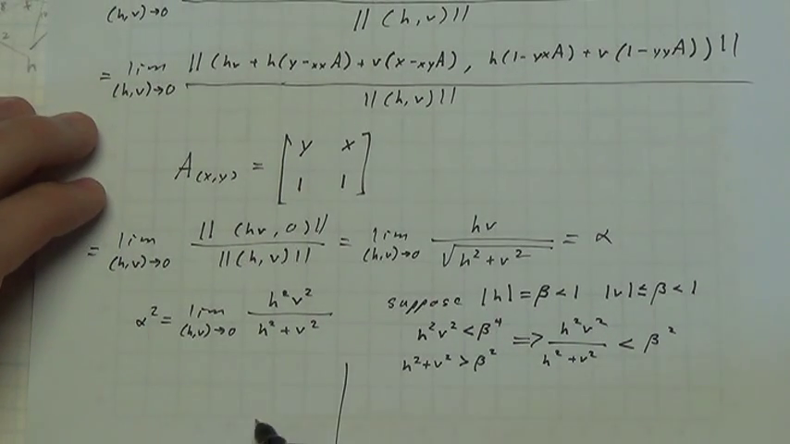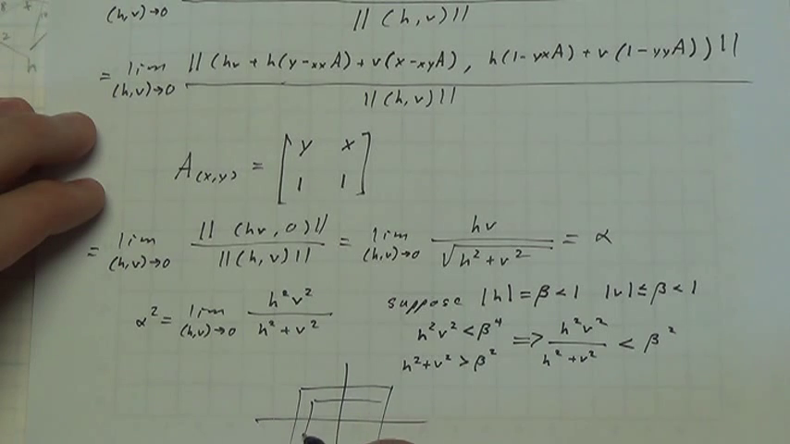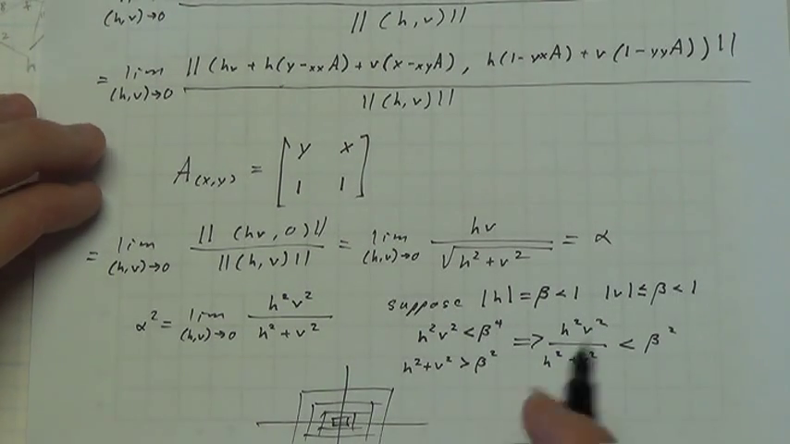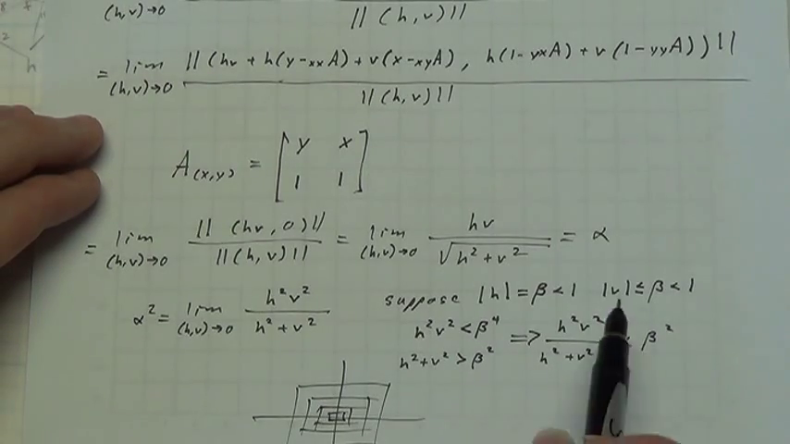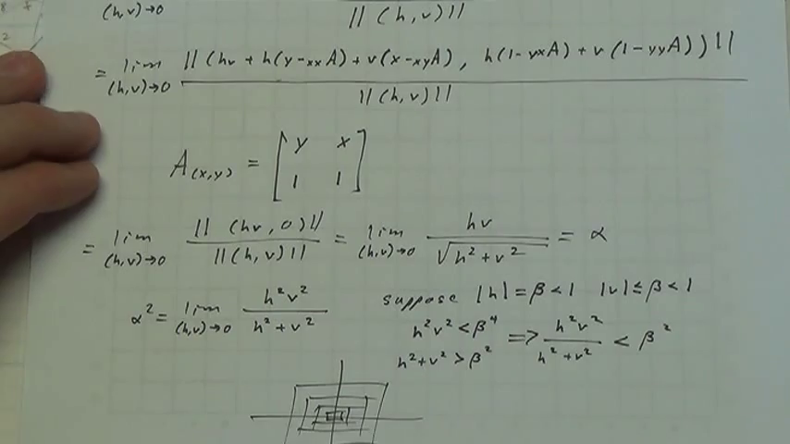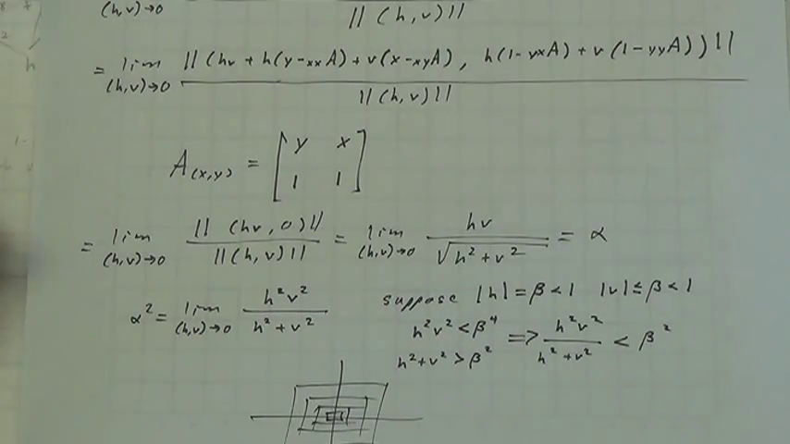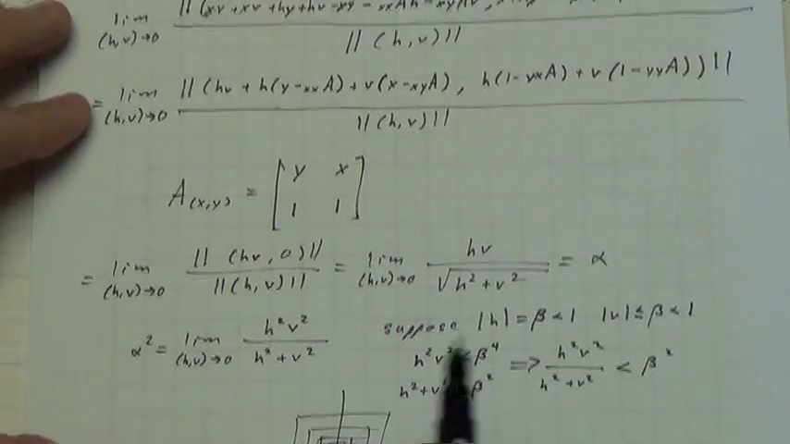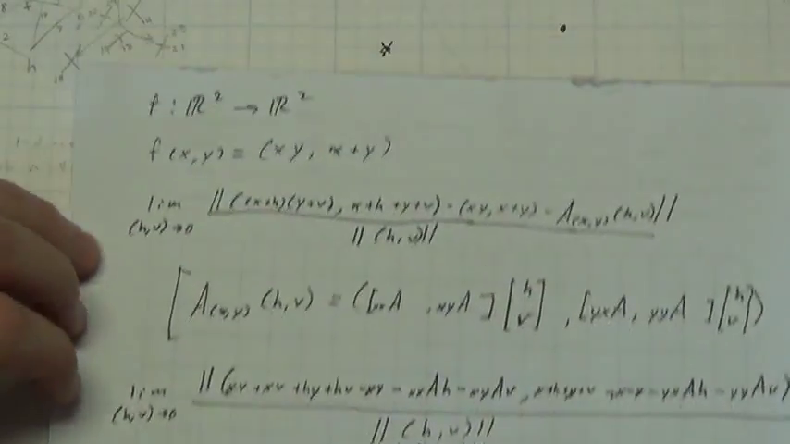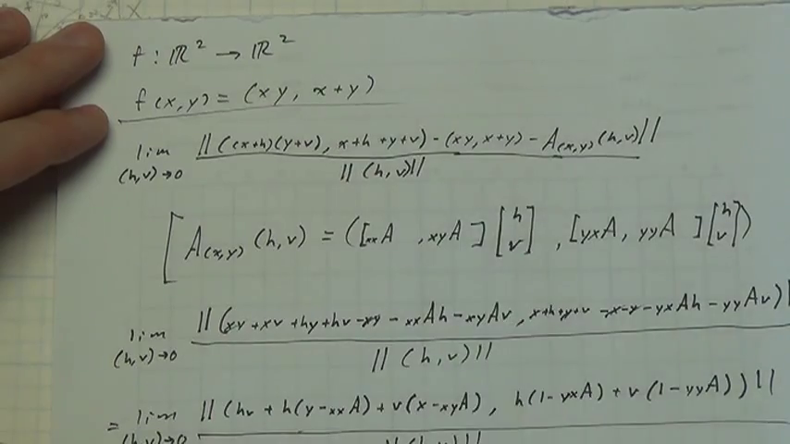What we've done is basically taken squares that go down towards zero and shown that on each square, this limit is smaller and smaller in some very well-defined sense. And so as we go towards the origin, the ratio is going towards zero. So we've got the Fréchet derivative for a function from R2 to R2. Not too bad.